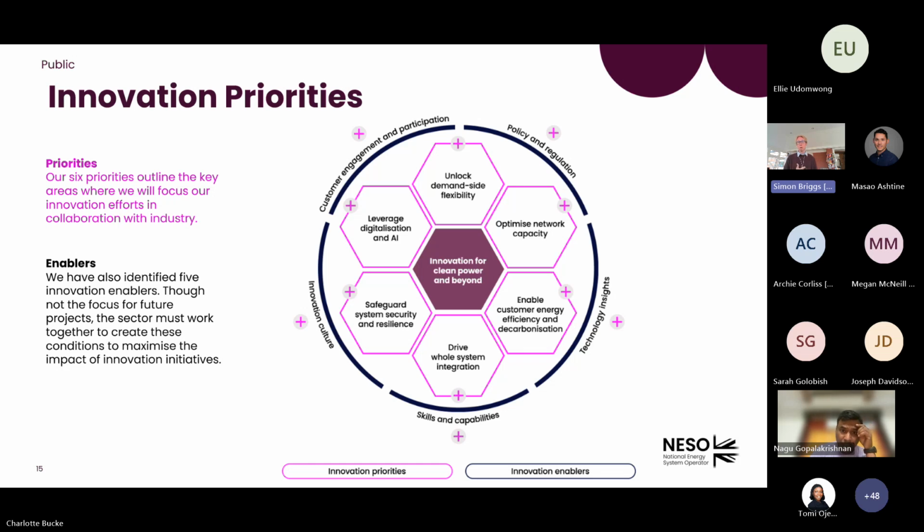The other 2 big ones from our perspective are system security and resilience. So moving to low carbon technology on the grids, changing climate, and greater adoption of digital and AI means there's a whole raft of new cybersecurity threats and new resilience issues to think about within the future network. So again, a big area of interest for us in terms of where innovation can support that.